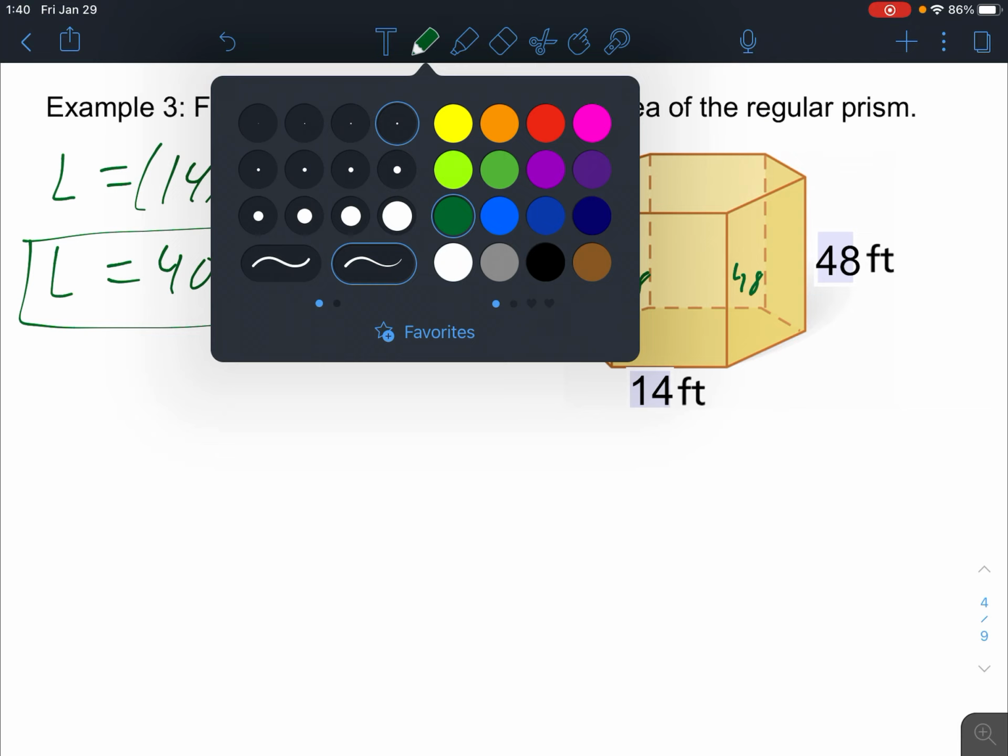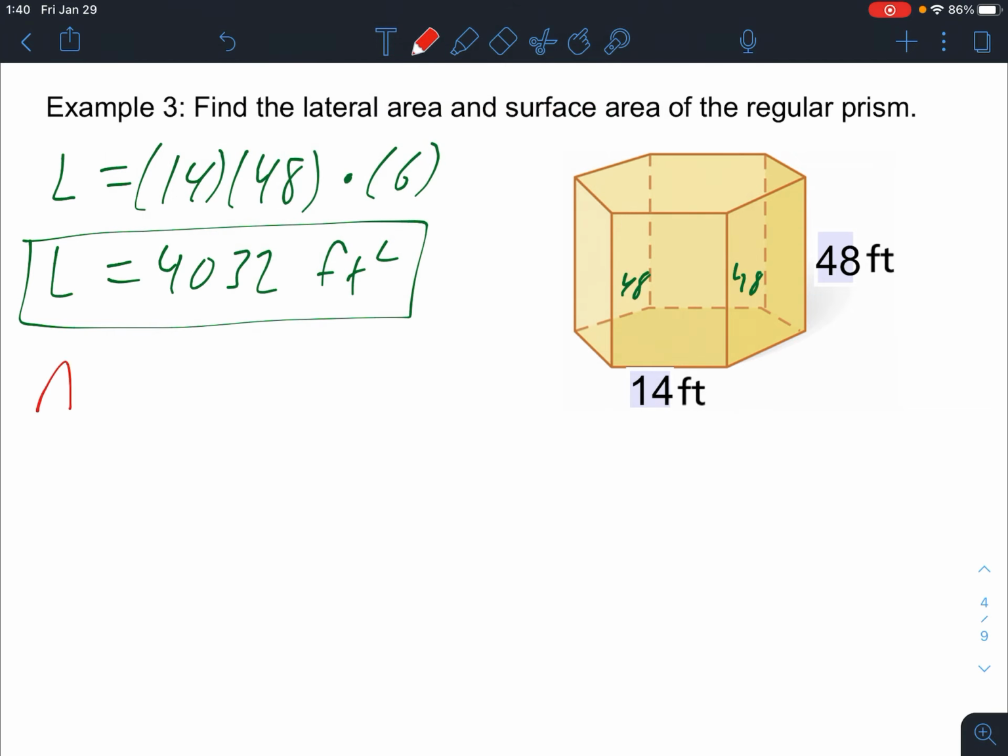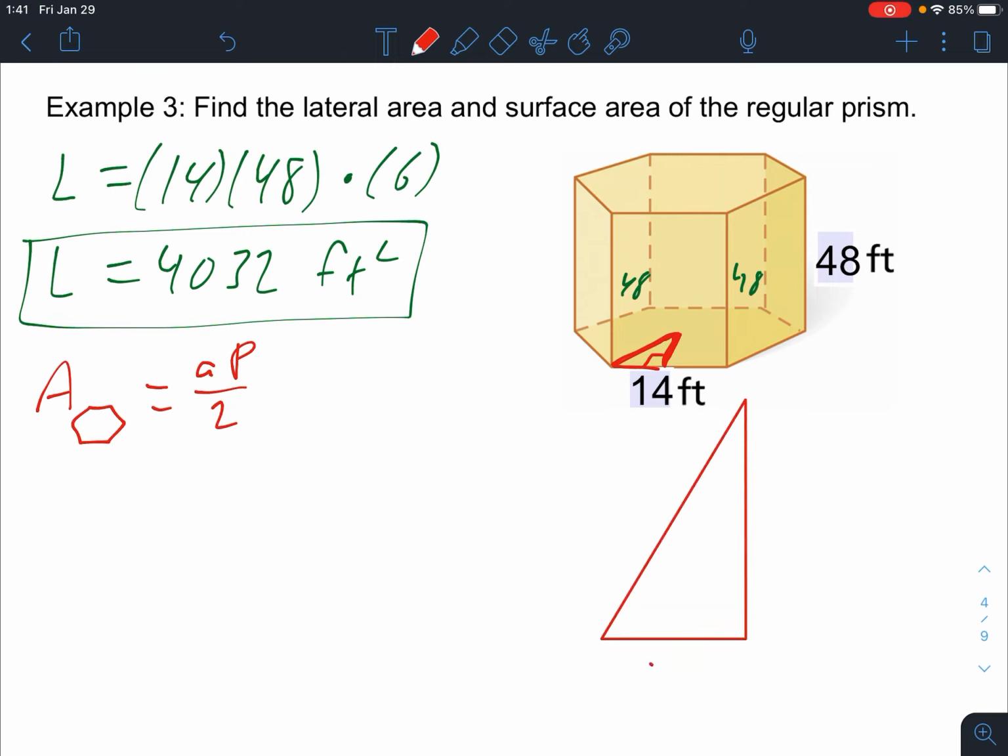All right, now we got to do the area of the hexagon. So area of the hexagon here. And remember that is area, apothem times perimeter over 2. So in order to do this, I'm going to draw, remember we did this last chapter, I'm going to draw that little triangle down here. And I'm going to draw it again over here just to make it a little bit bigger for us to see. I know this side is 7, and I don't know my apothem.